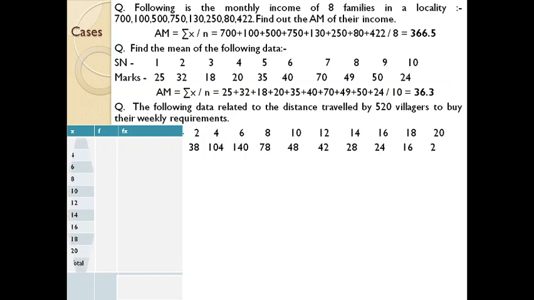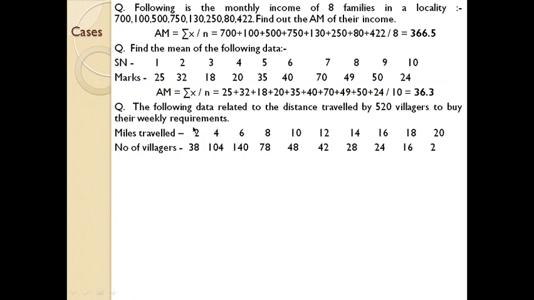See, x is represented by the miles traveled. How are we going to find x and f, because in the question it says miles traveled and number of villagers? How are we going to find x? X is always the subject or the event that is represented in the question. Here it is said the distance traveled by the villagers. So miles traveled is the subject, and it is considered as x.